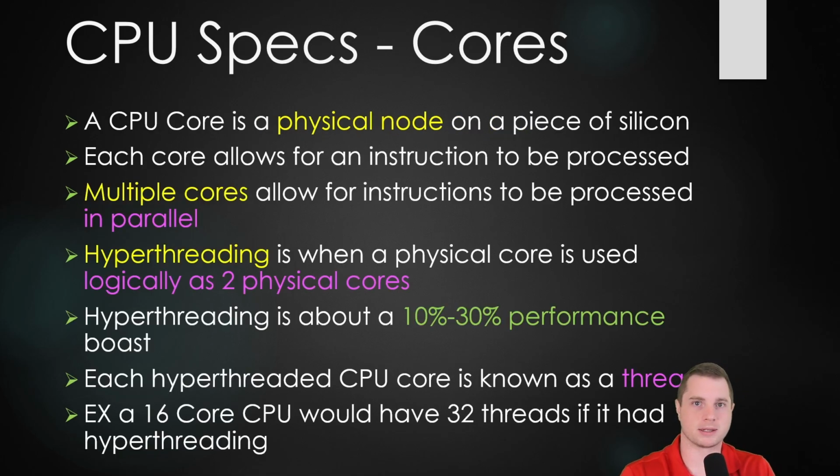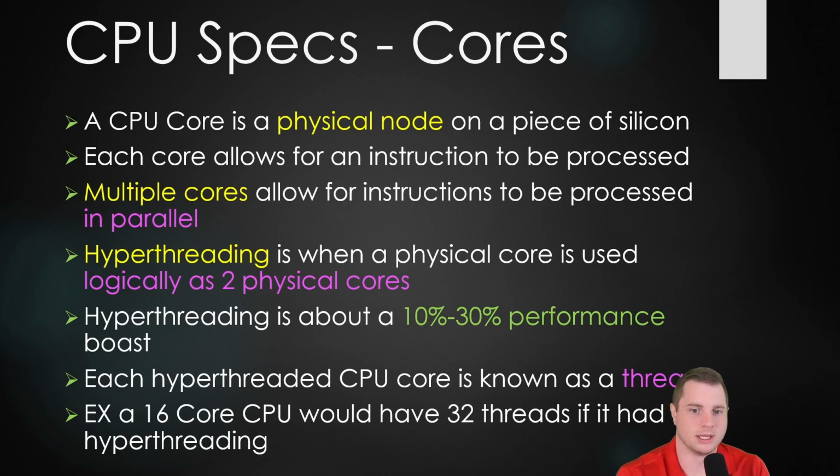All right, so general specs, cores. A lot of people get confused on this. A CPU core is a physical node on a piece of silicon. Each core allows for an instruction to be processed. If you have multiple programs running, which we all do at every single moment because it's Windows, it does a bunch of things in the background that you don't tell it to do, right? Or Mac does the same thing. Linux does too, just not as much. You're running lots of processes all at once, so you're going to need more than one core, which we'll get into.